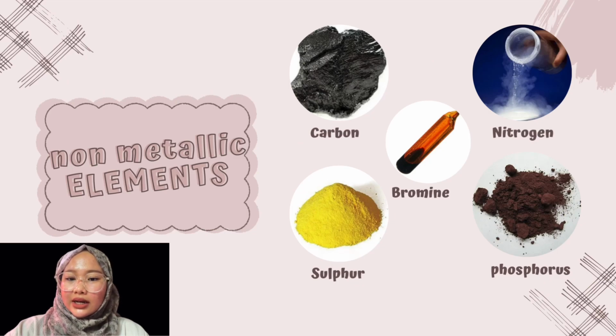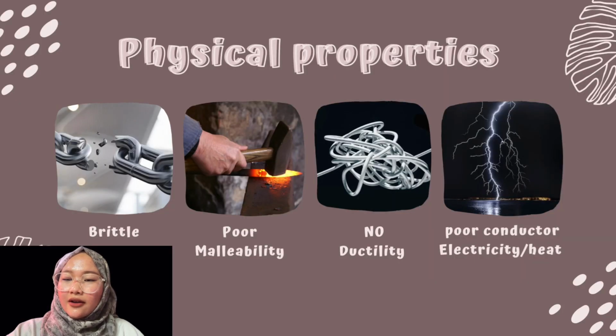As we all know, non-metals are the elements which form negative ions by accepting electrons. Non-metals usually have 4, 5, 6 or 7 electrons in their outermost shell. Examples of non-metallic elements are carbon, nitrogen, bromine, sulfur and phosphorus. For their physical properties, we can break them into 4 points, which are brittleness, malleability, ductility, and conductor for electricity and heat.